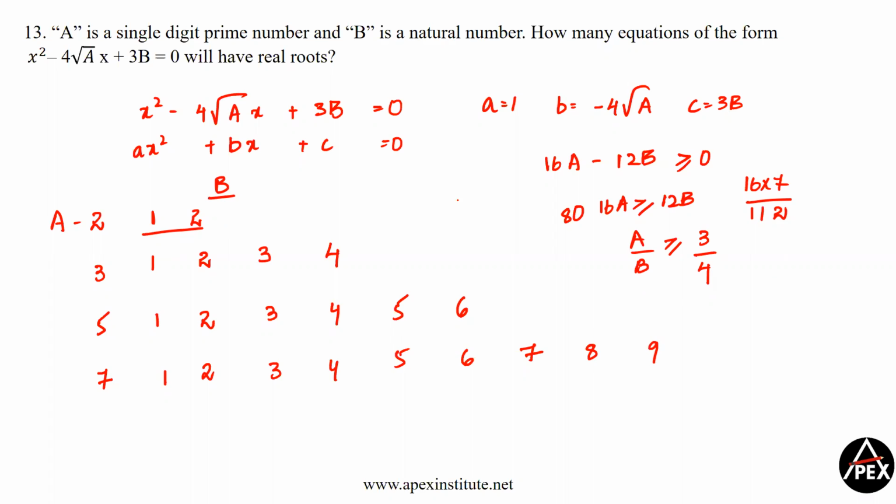So when a is equal to 2, you have two values. You can frame two equations. When a is equal to 3, you can frame 4 equations. When a is equal to 5, you have 6. And when a is equal to 7, you have 9. So 2 plus 4, 6, 6 plus 6, 12, 12 plus 9, 21. So you can frame a total of 21 equations in the form x square minus 4 root a x plus 3b is equal to 0, such that a is a single digit prime number and b is a natural number. Clear, guys?